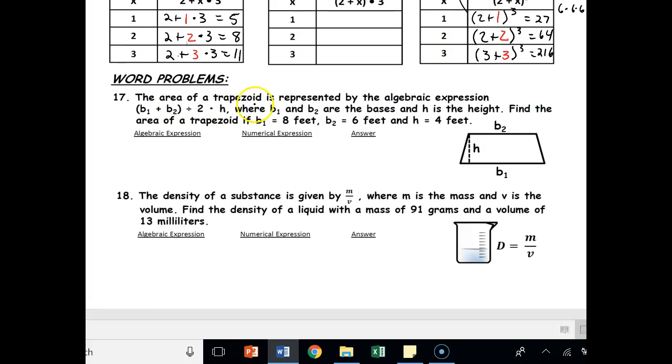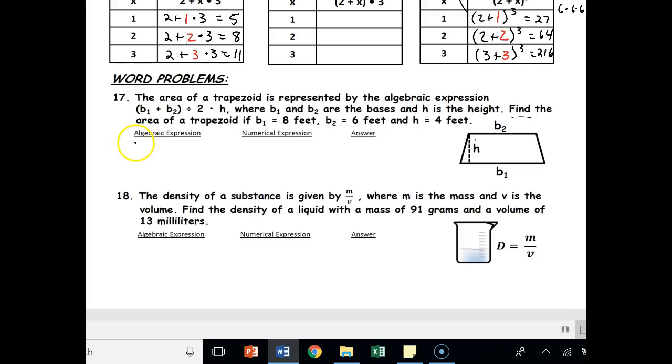So it says the area of a trapezoid, this is a trapezoid, is represented by the algebraic expressions b1 plus b2. You can almost pretend that like this is an x and this is a y, right? But it's the base 1 and the base 2. So if you add the bases together and then divide by 2 and multiply by the height. So where b1 and b2 are the bases, h is the height. Find the area of the trapezoid if b1 equals 8, b2 equals 6, and h equals 4.